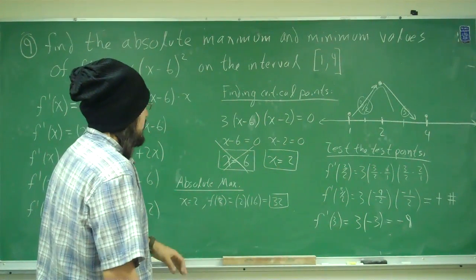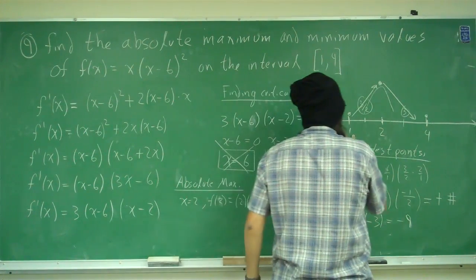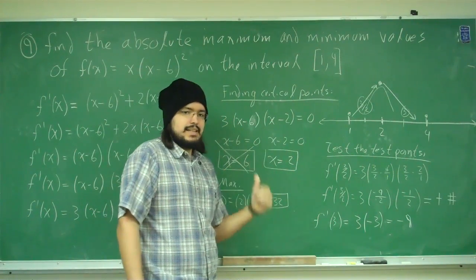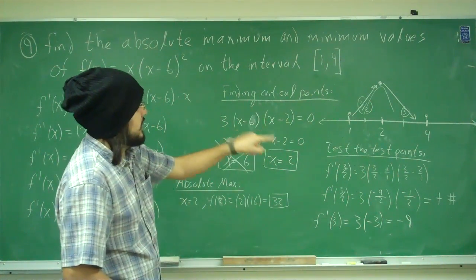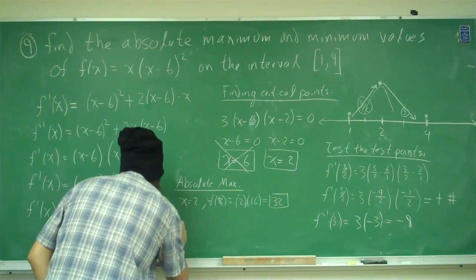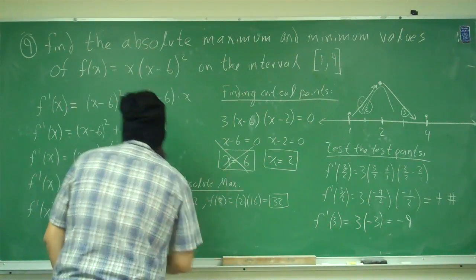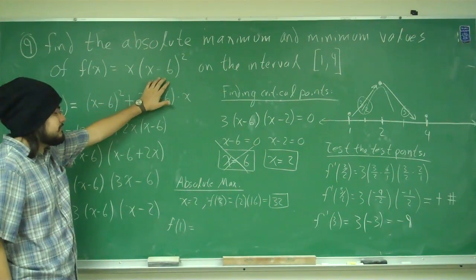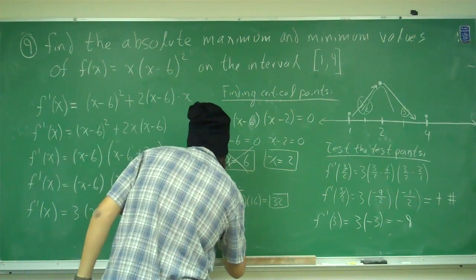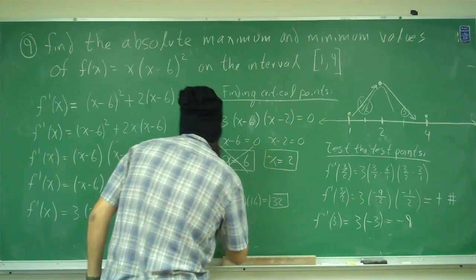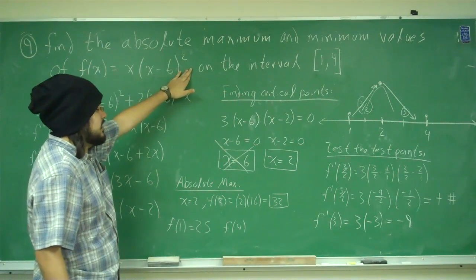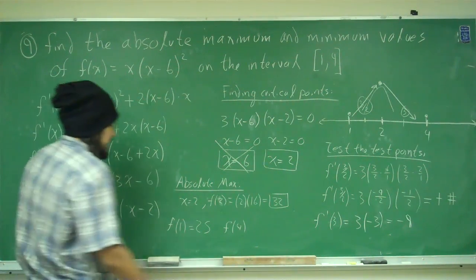Now we want to find the absolute min. We know the absolute min is either at x equals 1 or x equals 4. In order to find it, we want to find out which y is less. So we have to evaluate f at 1 and f at 4. F of 1 is 1 minus 6, that's minus 5, minus 5 squared is 25. Now what's f of 4? F of 4 is 4 times 4 minus 6, that's minus 2, squared that's 4, and then 4 times 4 is 16.